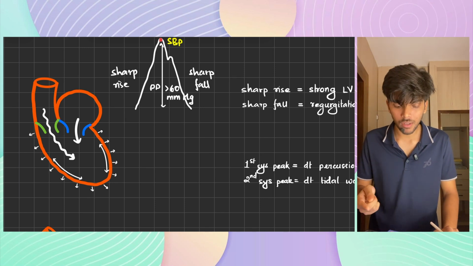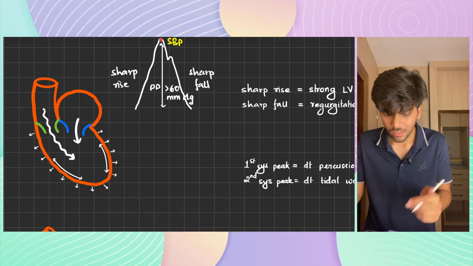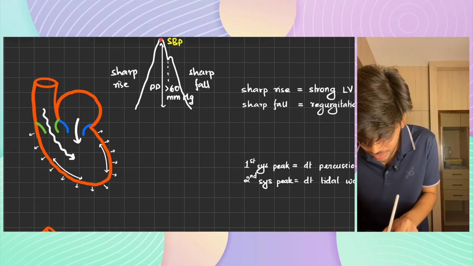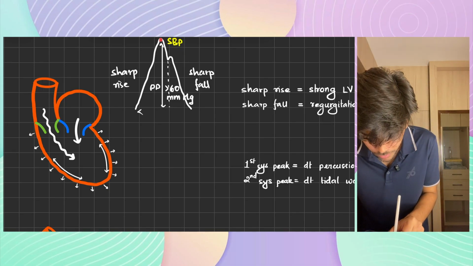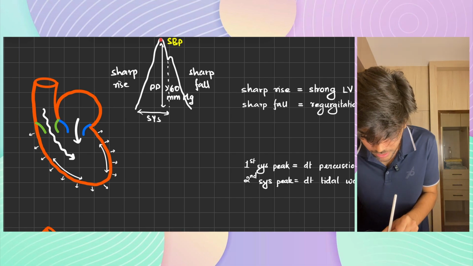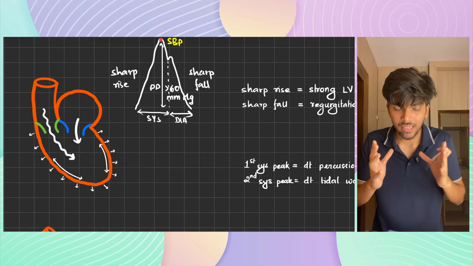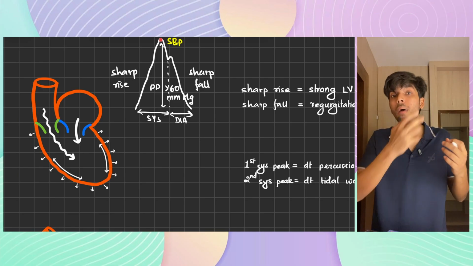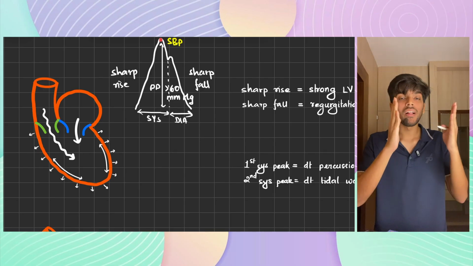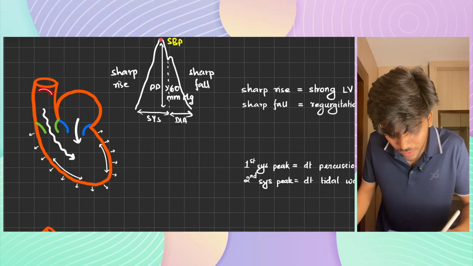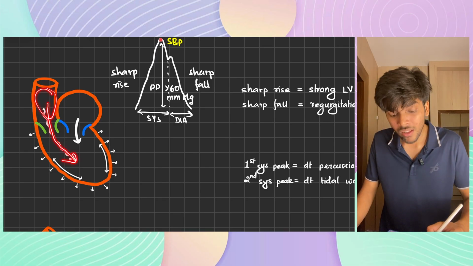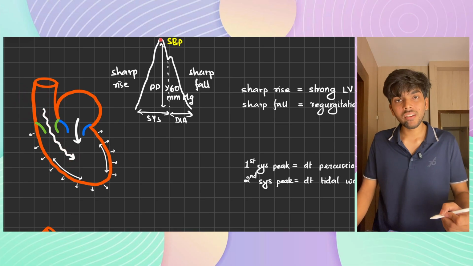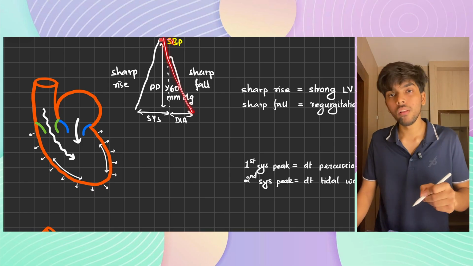Sharp fall, because this marks the end of systole. So this much is systole and this much is diastole. And during diastole, when the ventricle relaxes, it's receiving blood back from the aorta. The aortic valve does not close properly, so the blood falls back. So there is a drop in the pressure inside the aorta. So there is a sharp fall.